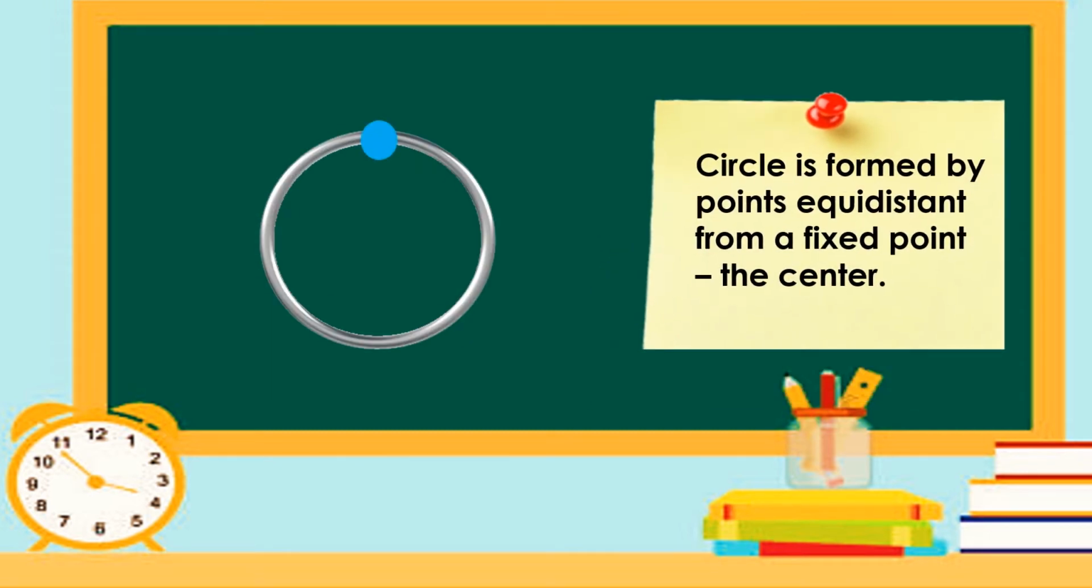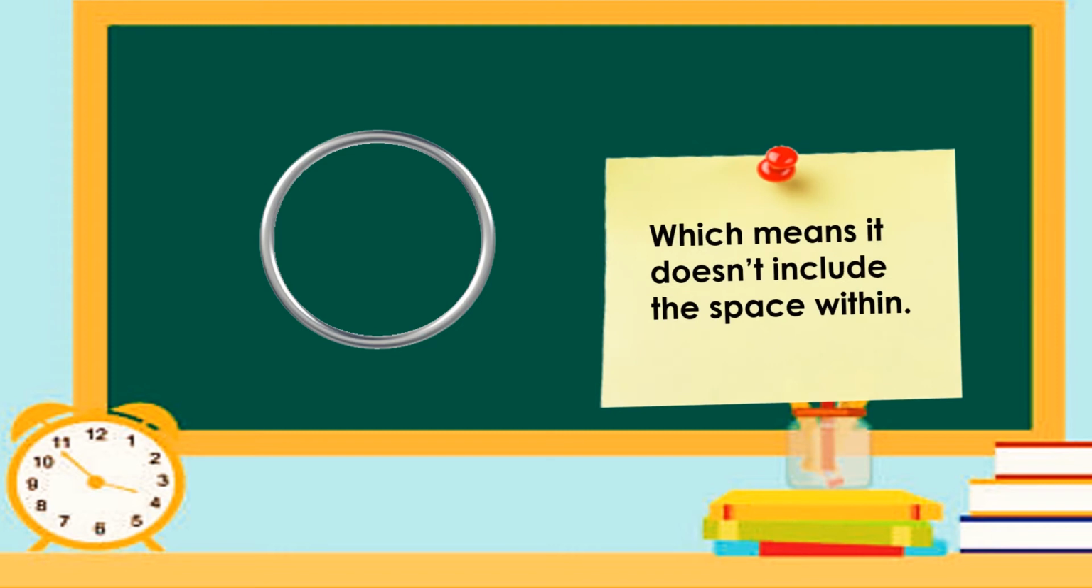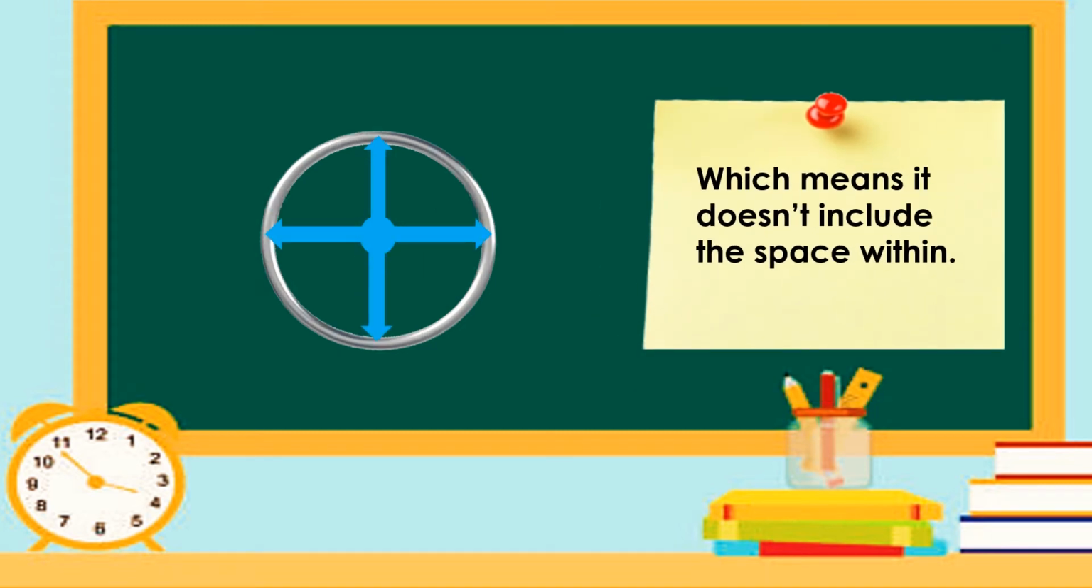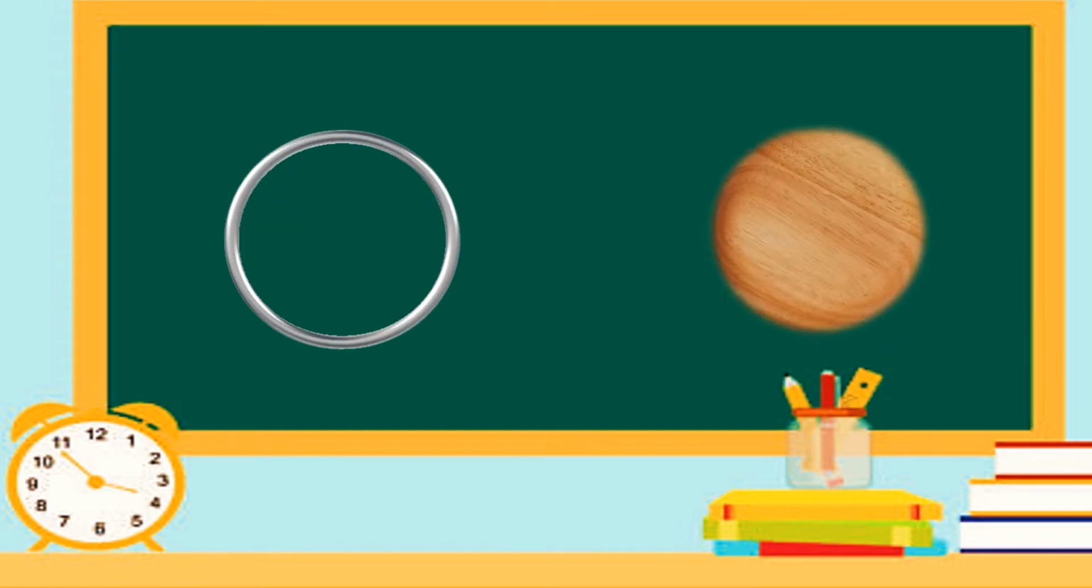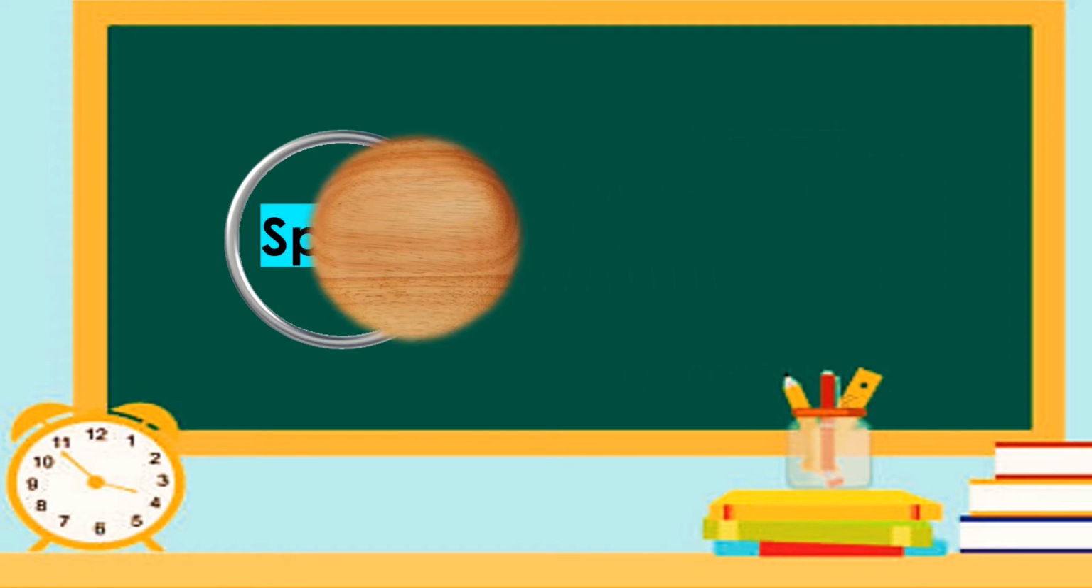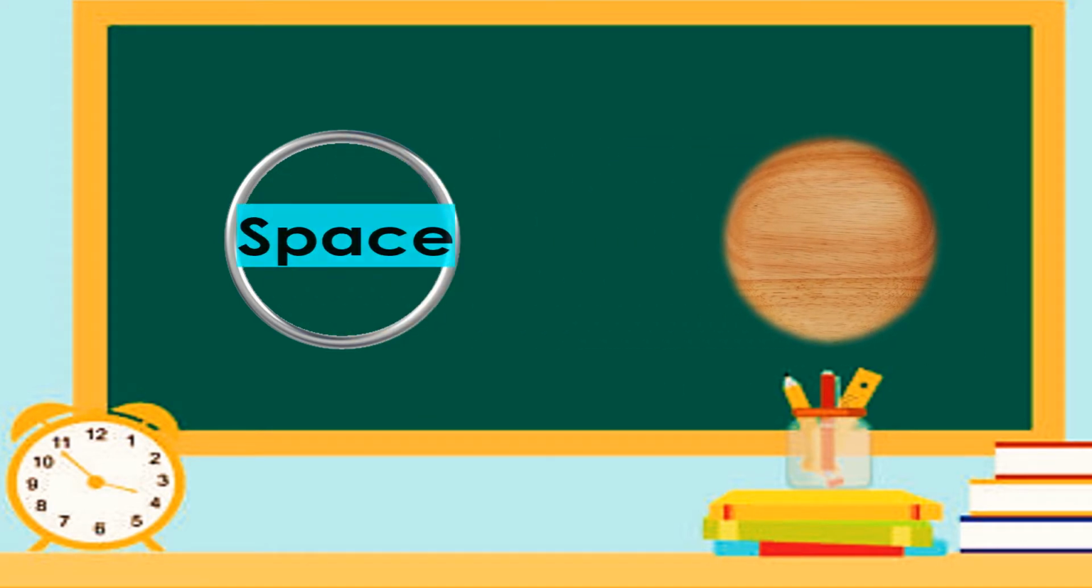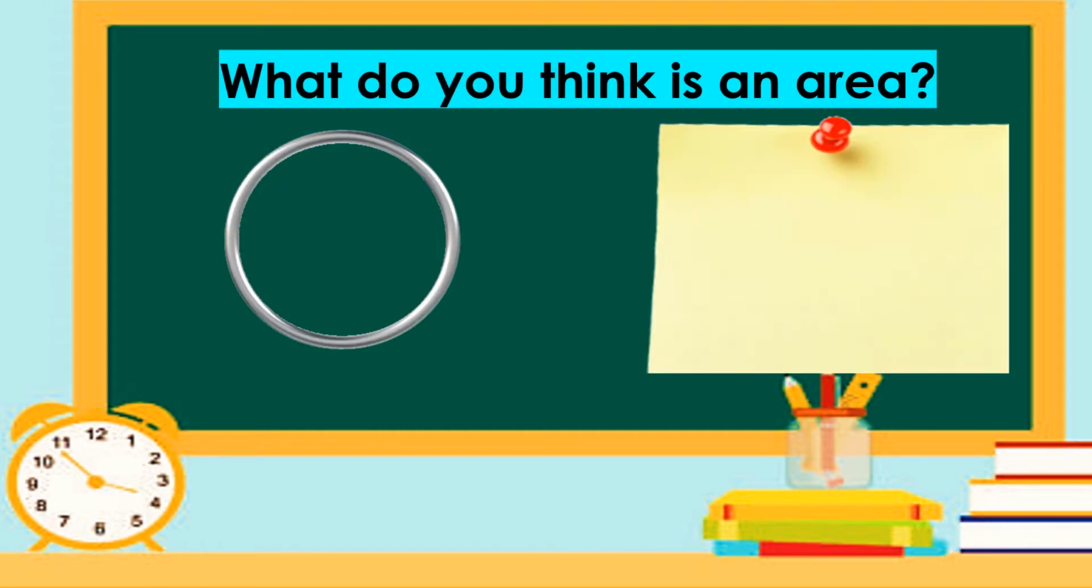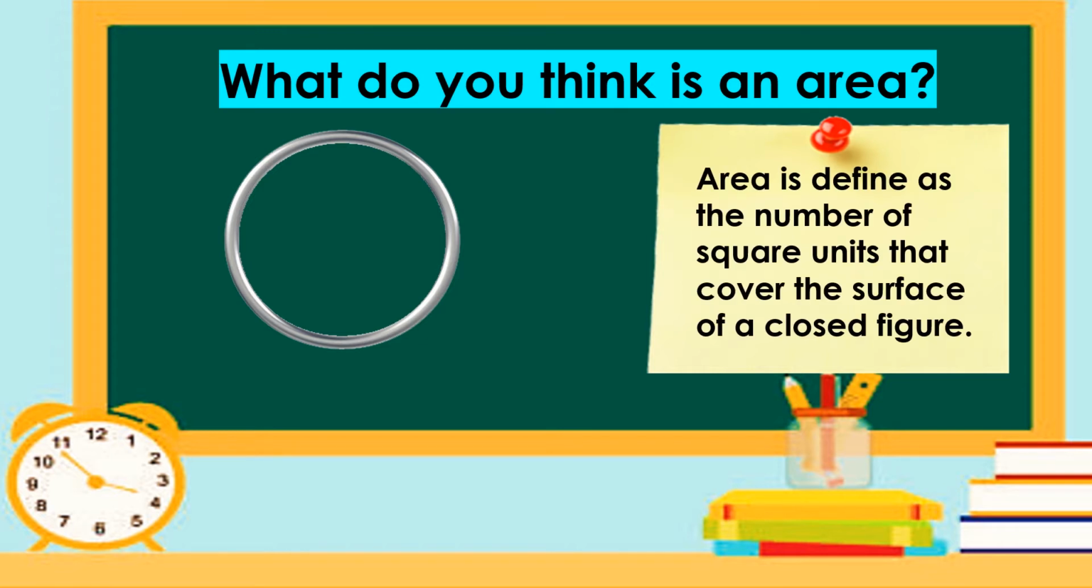A circle is formed by points equidistant from a fixed point, the center, which means it doesn't include the space within. The wood part occupies the space within the circle. This space is called the area within the circle. What do you think is an area?